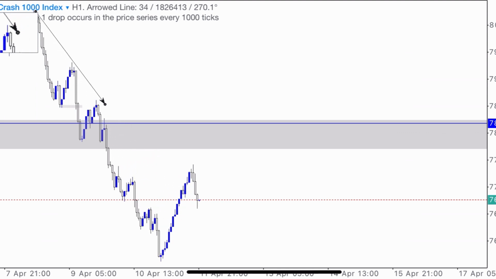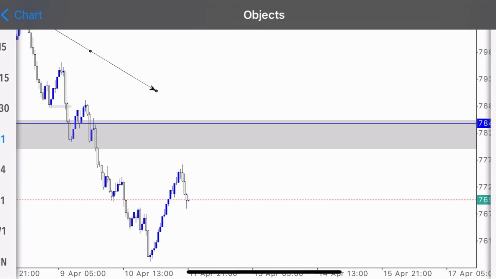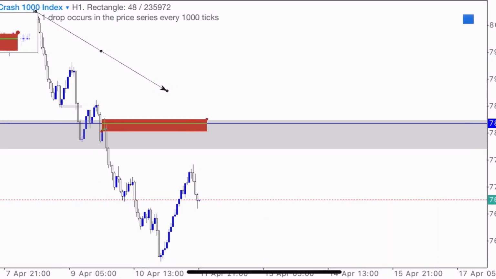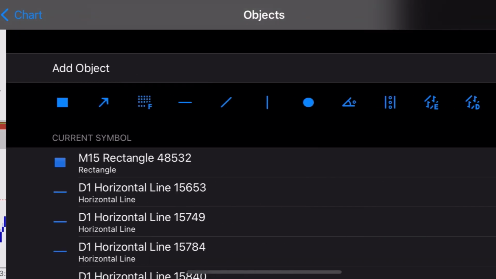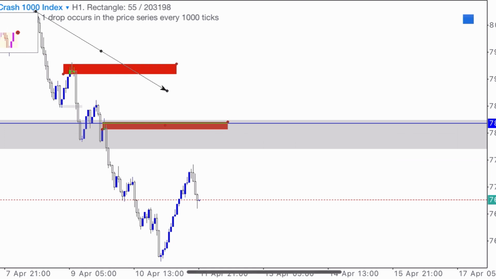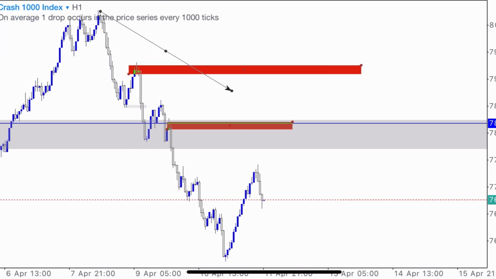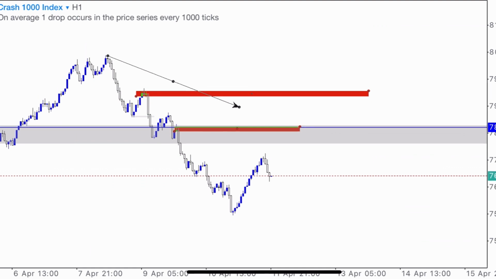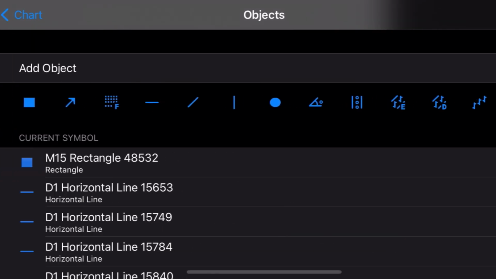This structure has not been broken. You can see there are many structures that have not been broken. Structure here has not been broken. Structure here has not been broken. Structure here has not been broken. So you cannot call it an uptrending market until the highest structure is broken.